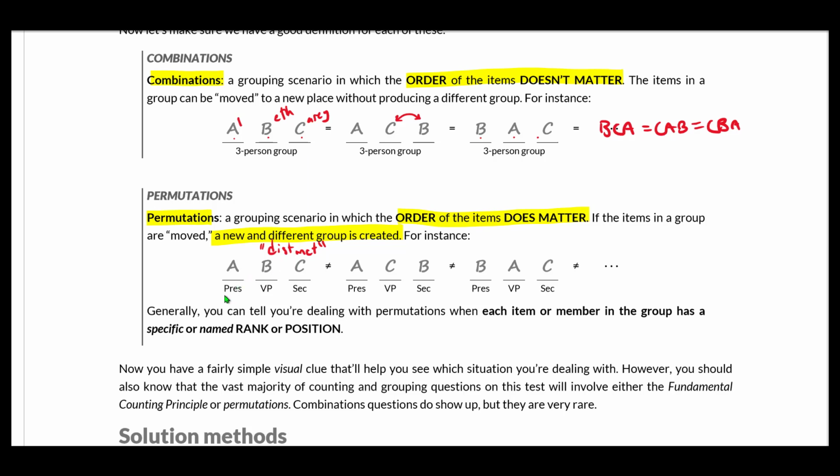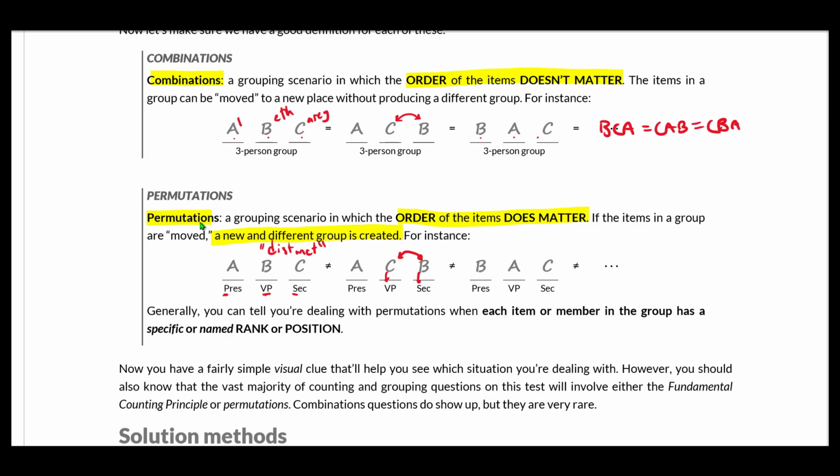So when I have a president position, a vice president position, and a secretary position, if I now tell Beth and Casey to switch positions, I am literally telling them to switch positions. Now Casey occupies the vice president position and Beth occupies the secretary position, in which case I have, again, a new and distinct group. I have a new and distinct student council.